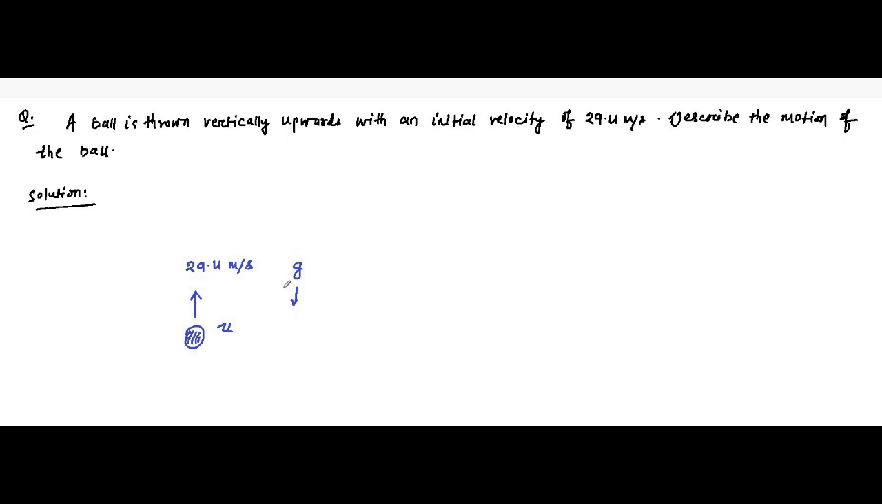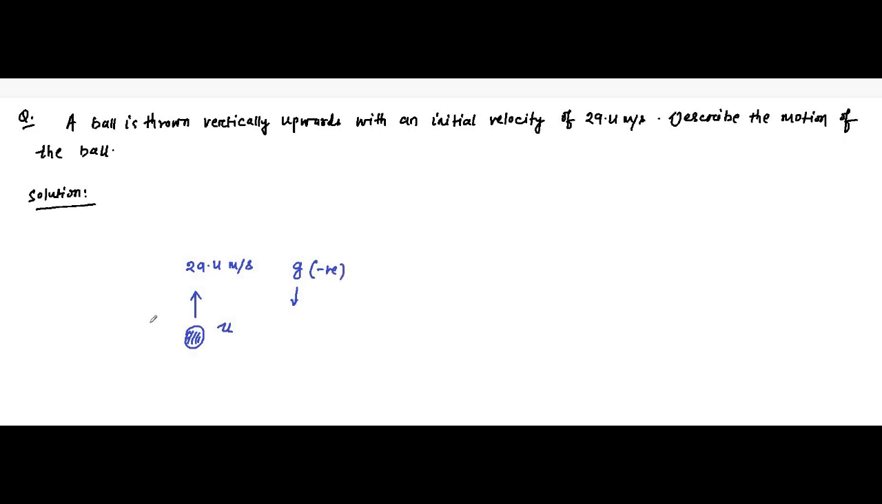I've discussed this in the motion under gravity and sign convention topic: when velocity and acceleration are in the same direction, acceleration will be taken as positive because it is supporting the motion. It will accelerate it. But when they are in the opposite direction, acceleration will be negative because it will retard the motion, it will decelerate, it will slow it down. So here g will be negative.